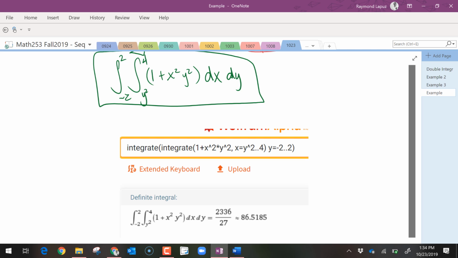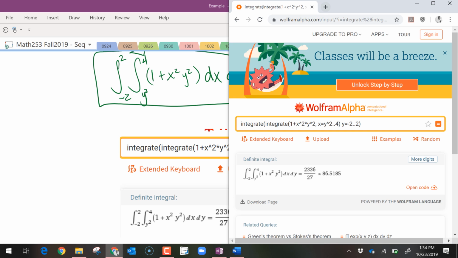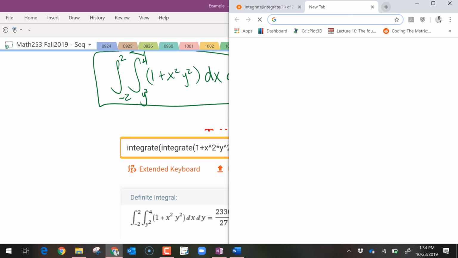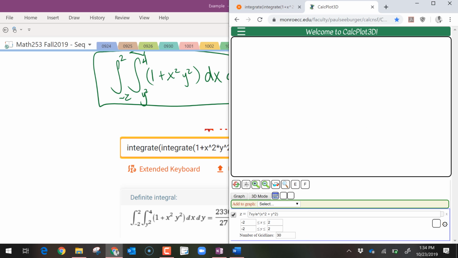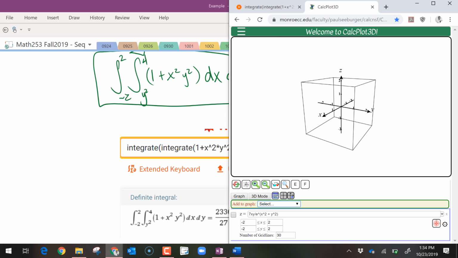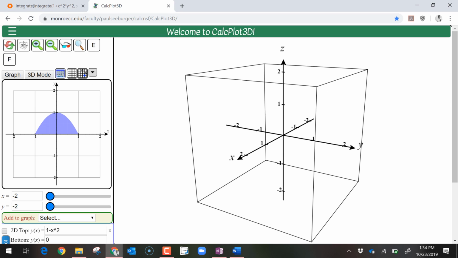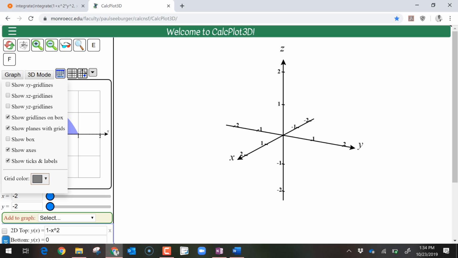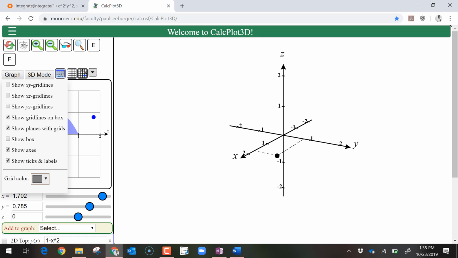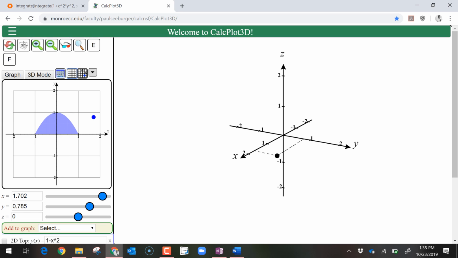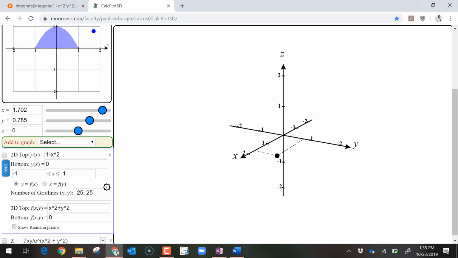Questions? So this is your volume. And you can use CalcPlot 3D to get this. Well, let's try it. I don't like the box. Okay, we have the region.